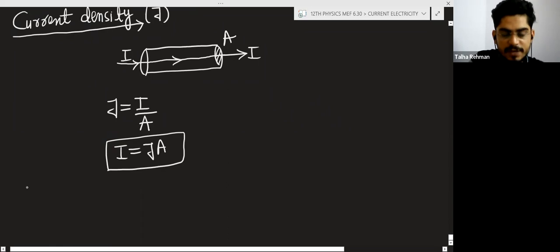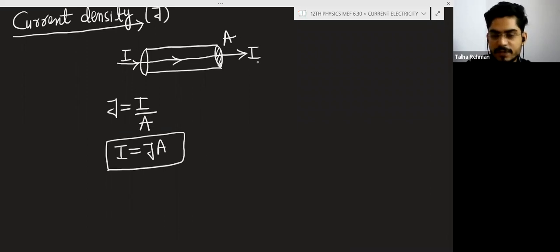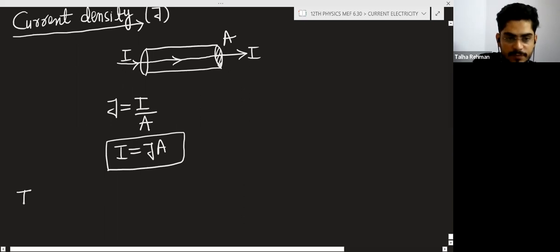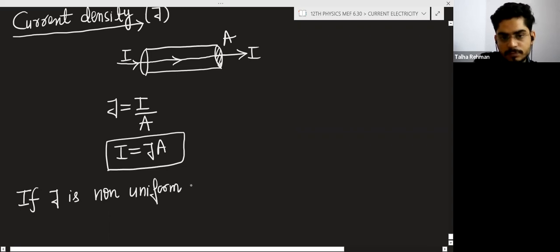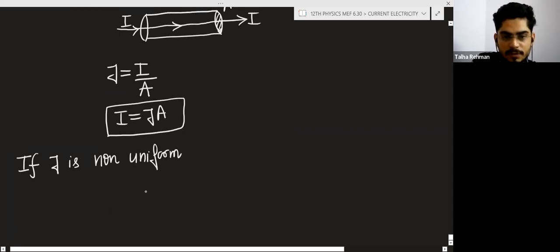This J can be uniform or non-uniform. Uniform means not changing over the cross-section area; J can be uniform throughout the cross section. But there can be cases where J is non-uniform. If J is non-uniform, then you will write the current by integrating.